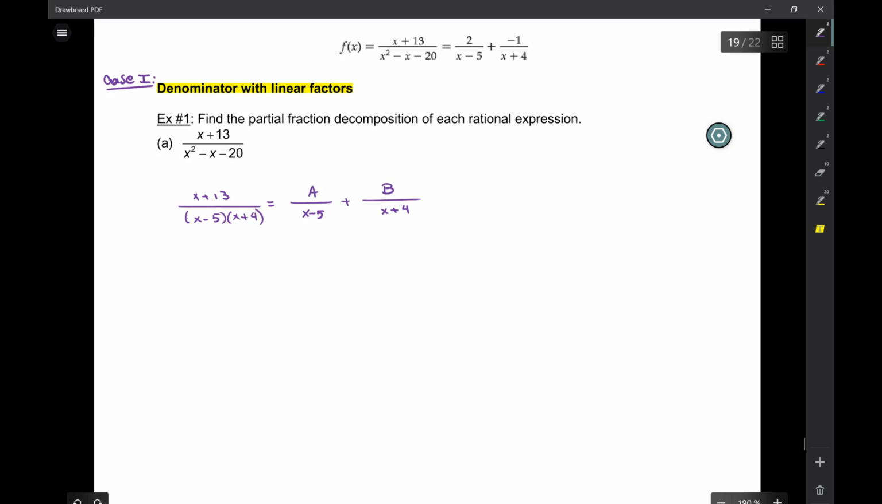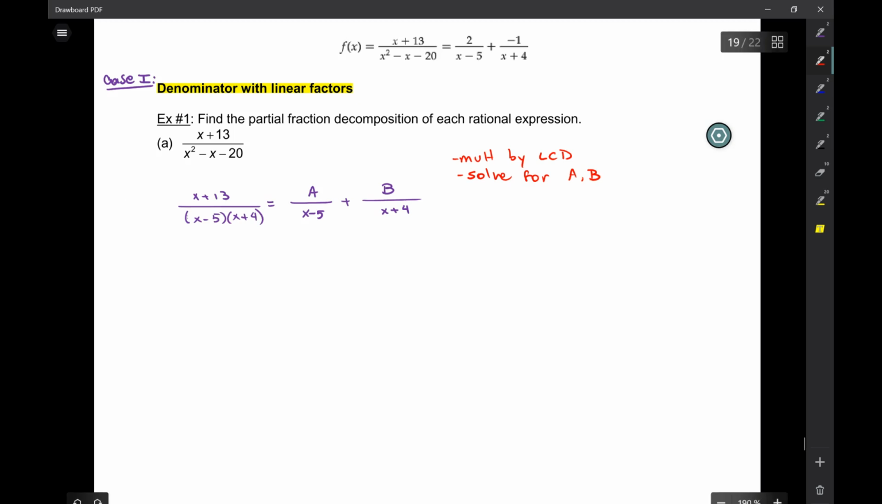All right? Convention is capital letters. Keep it as capital letters. I think it's bolder to see. If you had 3 fractions, it would have been A, B, C, and so on and so forth. Now what we're going to do is multiply by the LCD and solve for A and B. And there are many ways to do it. I'm going to show you the more efficient ways to do it.